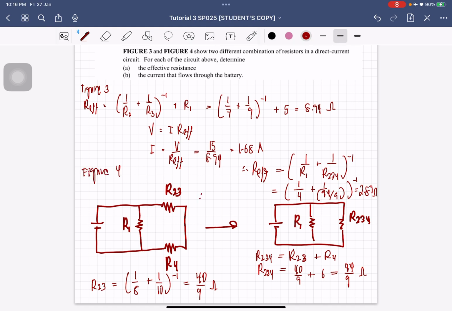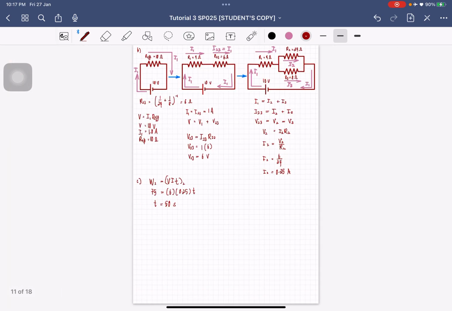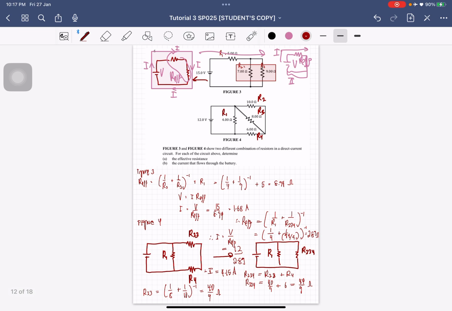And then for the current, just do the same thing. The voltage is 12 divided by 2.89. So the current is equal to 4.15 ampere. So that is how you solve question number 6. This one is quite simple in comparison to question 5, but this is basically how you would do it if you come across this type of question.